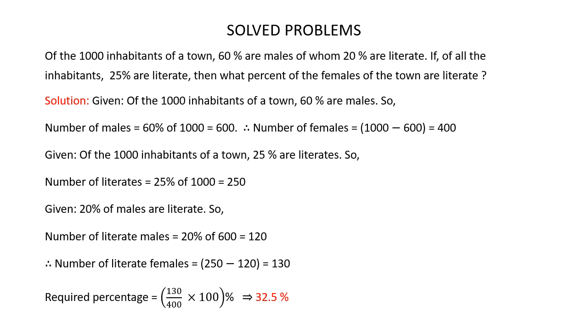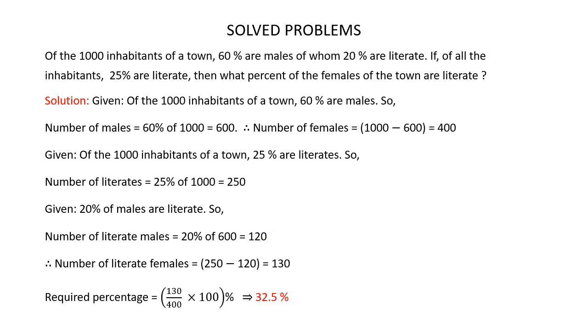Now it's given that of the 1000 inhabitants of the town, 25% are literates. So number of literates in the town will be 25% of 1000, which is 250. So 250 people in the town are literate. It's given that 20% of the males are literate. So we know that the number of males is 600. So number of literate males is 20% of 600, which is 120. So 120 males in the town are literate.